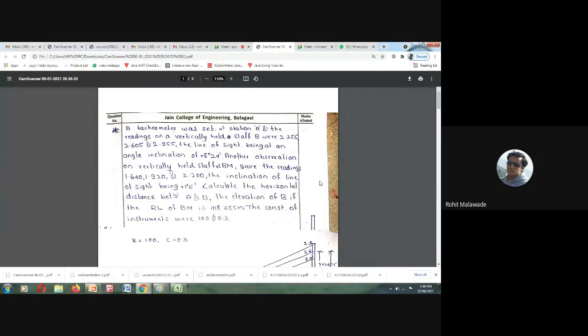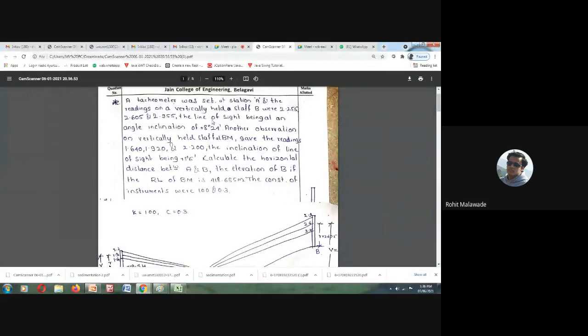There is a small theory part left in your tachometry. We are going to cover that in Monday's session, and then tachometric survey will be finished. So your 1.5 module will be completely finished by Monday. Now, without any delay, we will start with the problem.